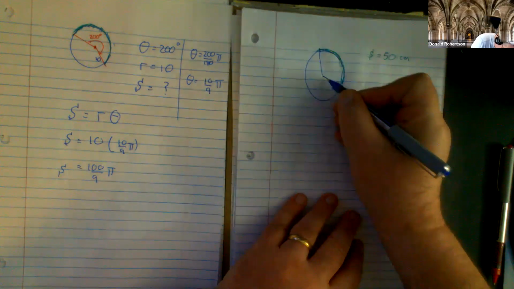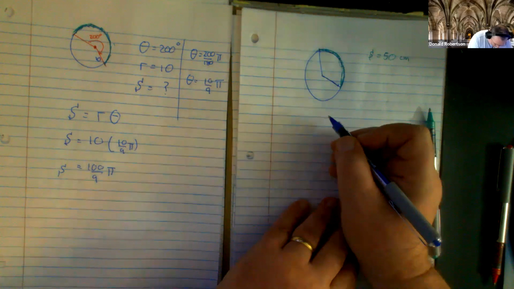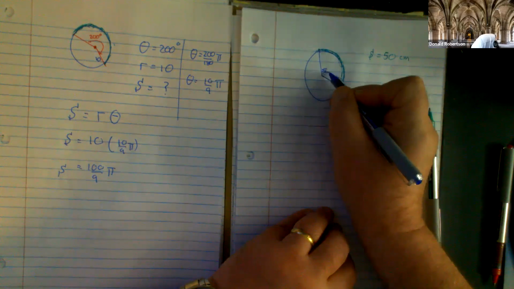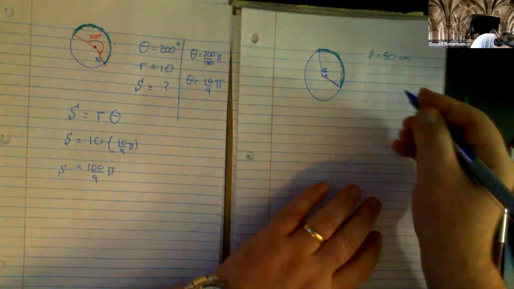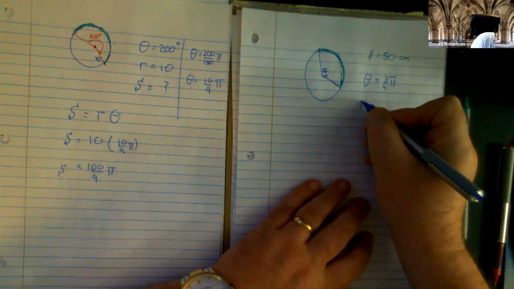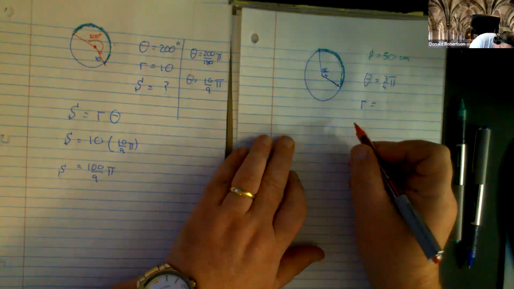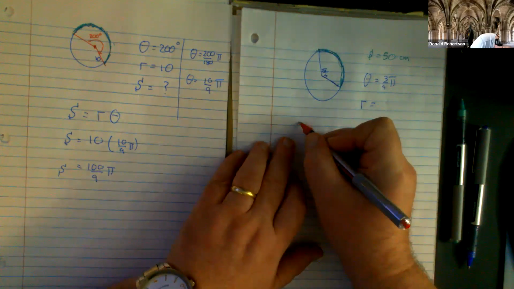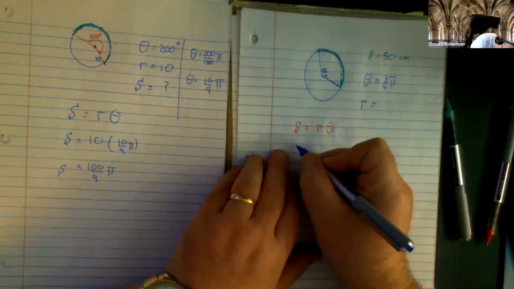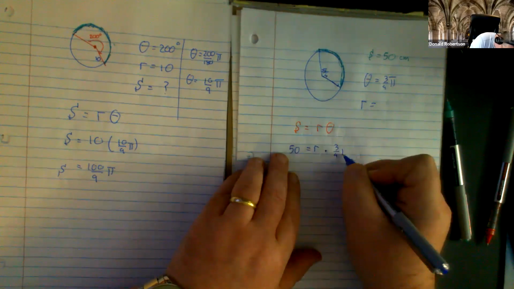And the angle in the center is, say, 3/4 pi in radians. We're being asked to find R. So S is R theta. S is 50. I don't know R, but theta is 3/4 pi.